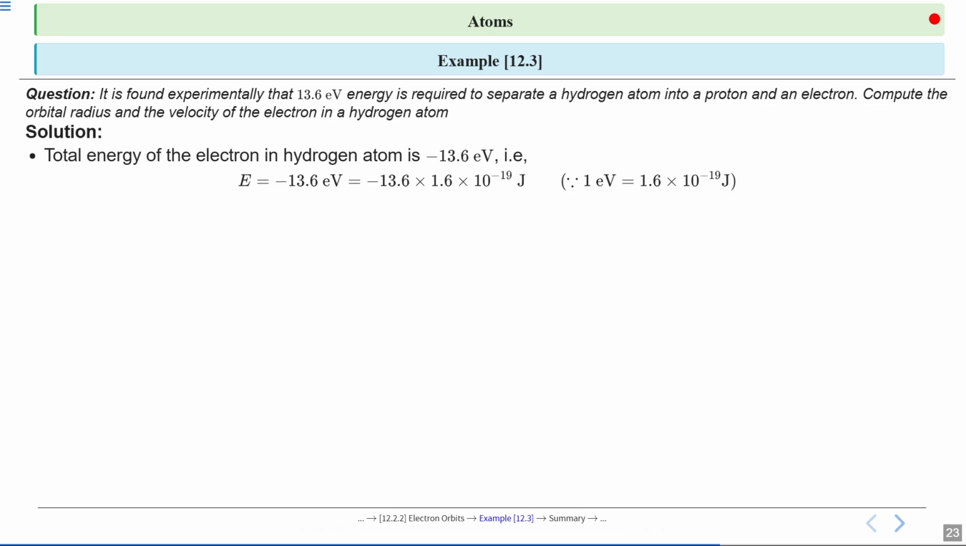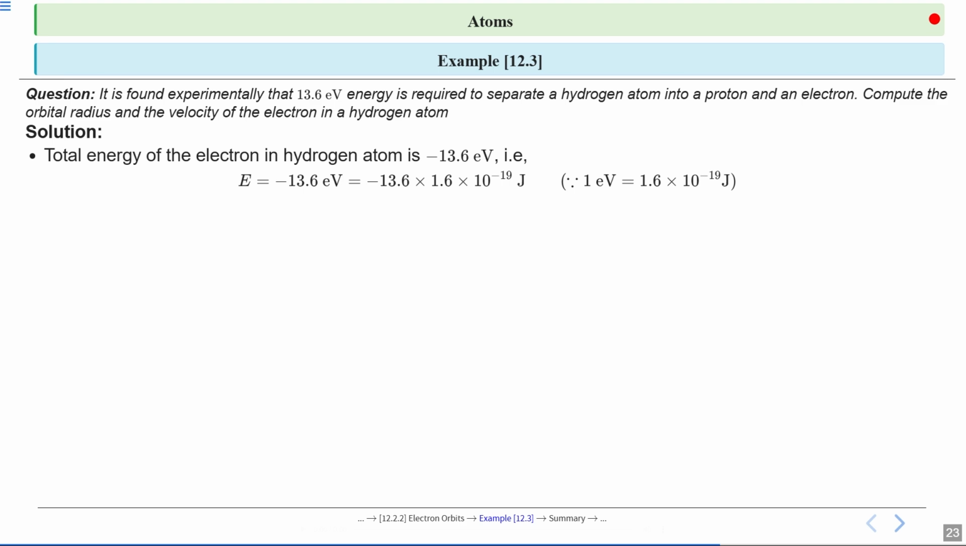Since joules are the standard SI unit for energy, 1 electron volt is 1.6 times 10 to the power minus 19 joules. So multiplying 13.6 by 1.6 times 10 to the power minus 19 joule will give us the energy in joules. Okay, so why have we taken the electron's energy as minus 13.6 electron volt?